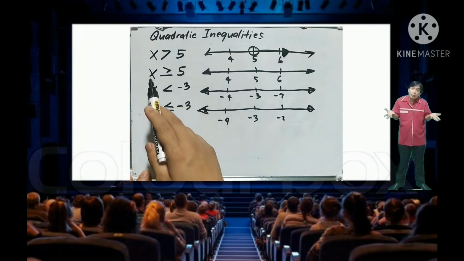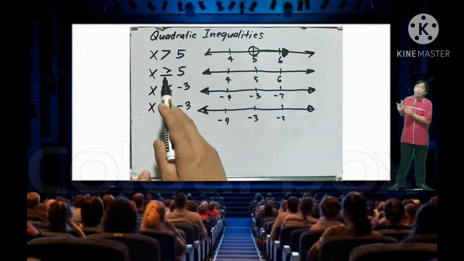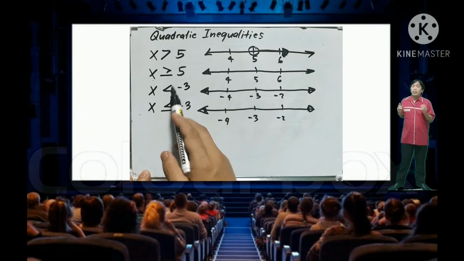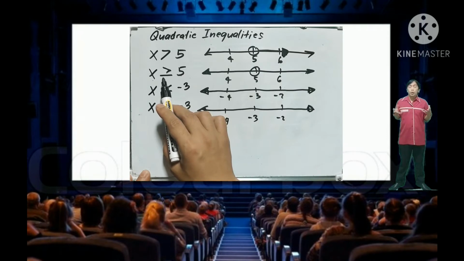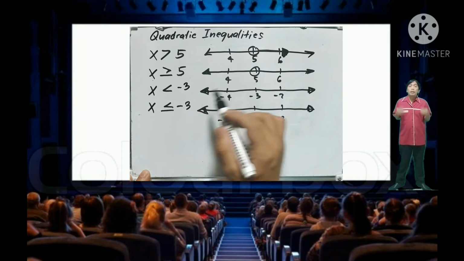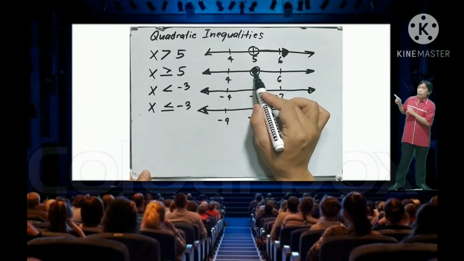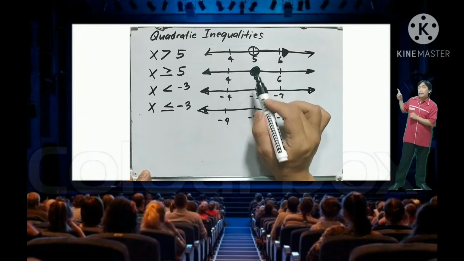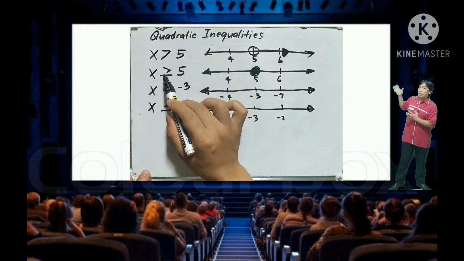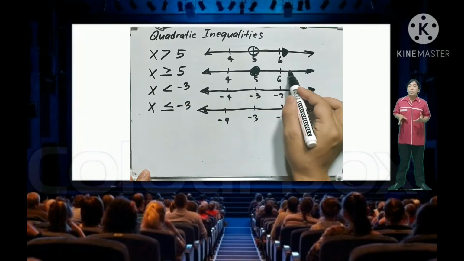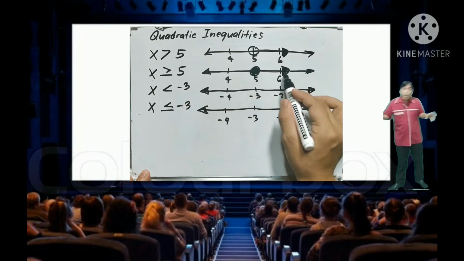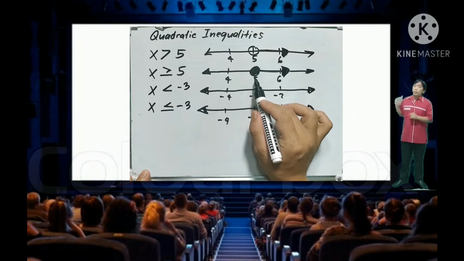Now, let's have another example. x is greater than or equal to 5. So, first, let us locate 5. Since we have noticed that there is a bar line below the symbol greater than, meaning 5 is a solution, so we have to shade 5. Then, since the direction of this is going to the right, nakaturo siya sa kanan, all the numbers on the right side together with 5 are the solutions.